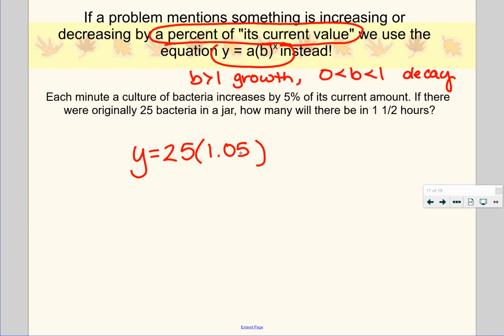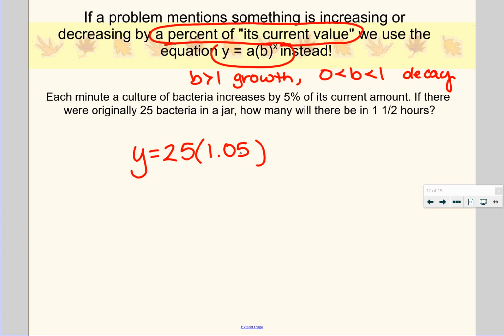Think of it like 100% is your starting amount. If you're increasing by a percentage, you add it to 100%. So we have 105% in this case. Or if you're going down by a percentage, you're going to subtract it from 100%, which is where we're getting 0.95 from. 95% is 5% less than what we started with. Okay, so always think about 1 or 100% as your starting amount, and you're either adding to 1 or taking away from 1 if you're growing or decaying.